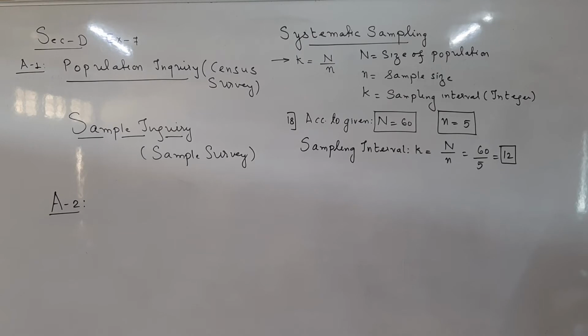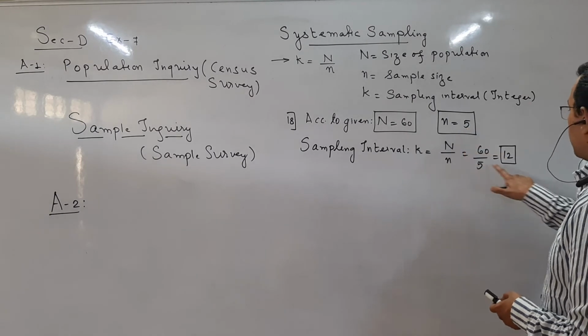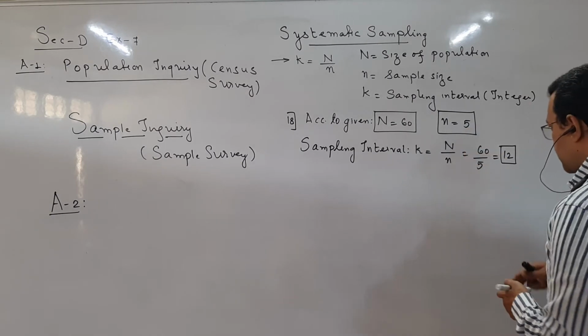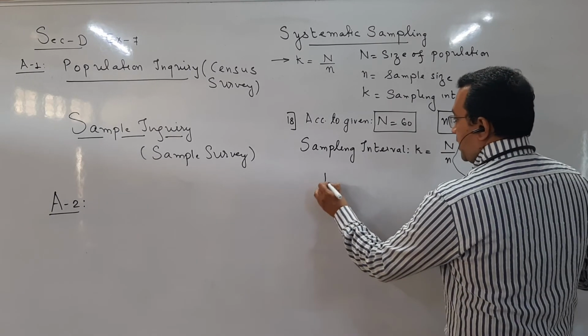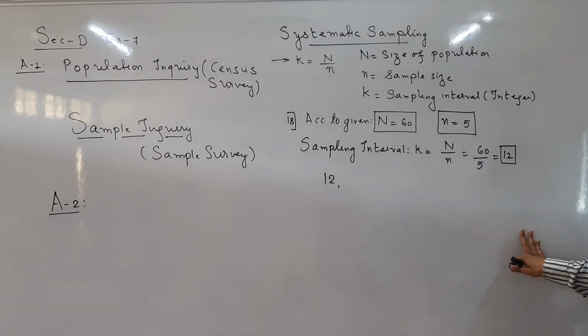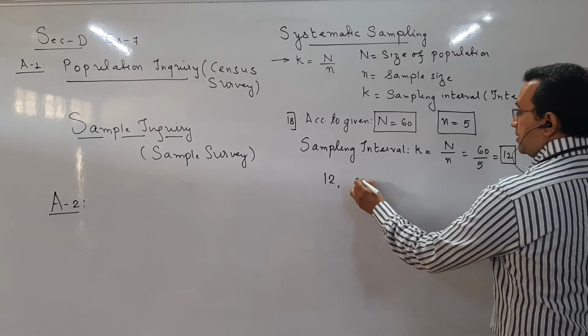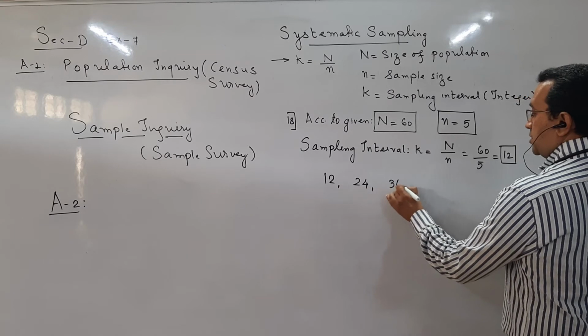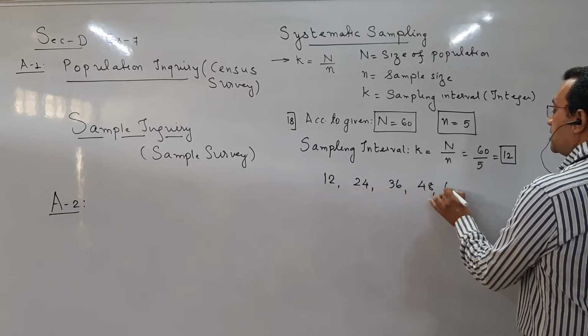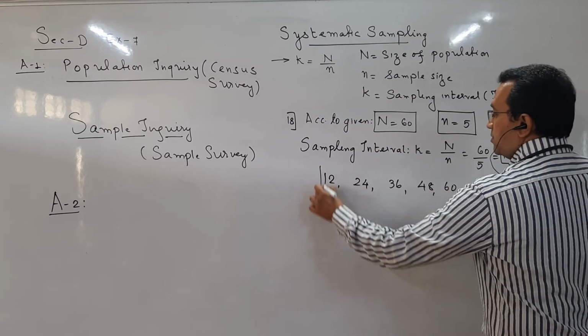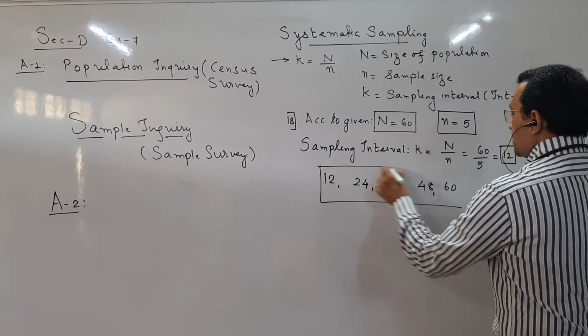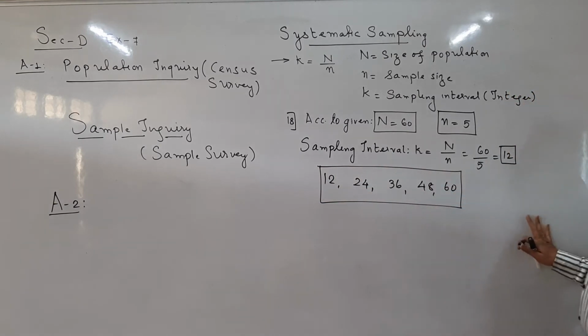Now students, what will I do? I have to select a sample of 5. My first unit will be the 12th. Then at a gap of 12, the second unit can be 24, 36, 48 and 60. This 5 can be my possible sample.